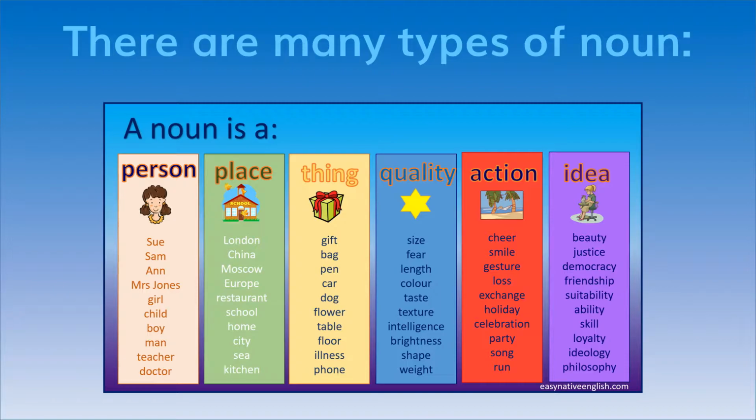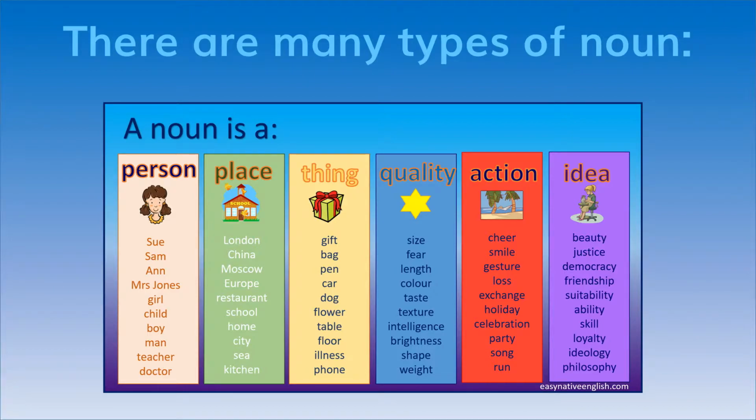So, for example, we have the names Sue, Sam, Anne, Mrs. Jones, or we have the types of people. A girl, child, boy, man, teacher, doctor. Nouns are also places. These are either names of places or actual places. So, for example, we can have London, China, Moscow, Europe, or a restaurant, school, home, city, sea, or a kitchen.